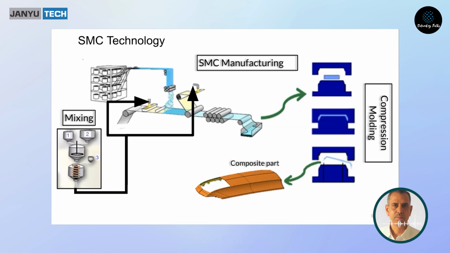We add something to reduce the viscosity. We add something to inhibit the early gelling. We add something to get cure hardening during molding. We add something for getting release. We add something for getting thickening for handling characteristics of the material. So there are so many things.